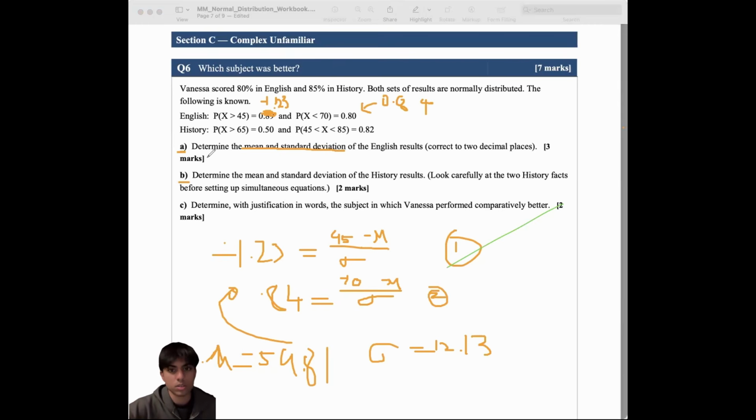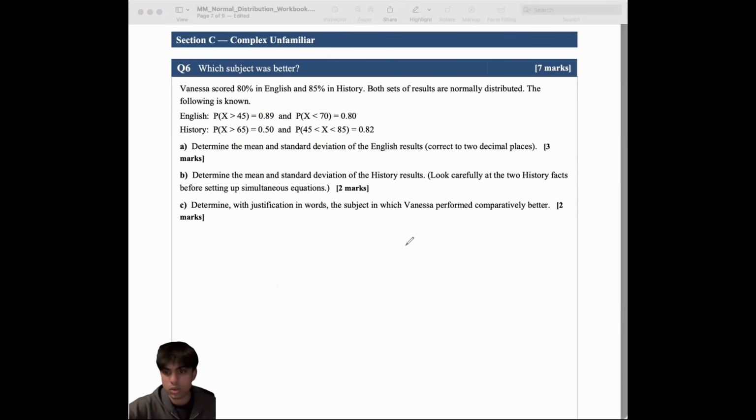I think there is a small twist to part B, maybe. It says look carefully at the two history facts. But yeah, that is essentially all for today.